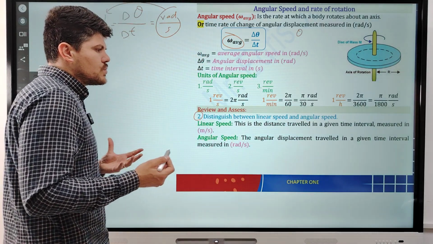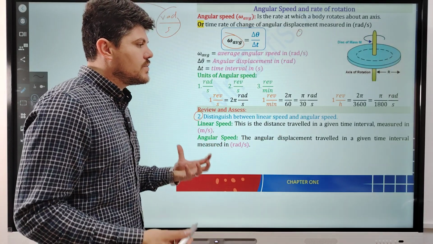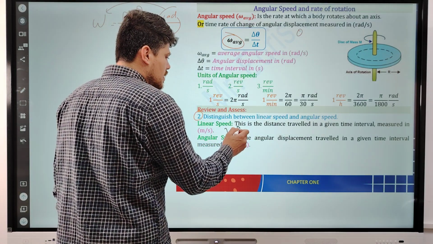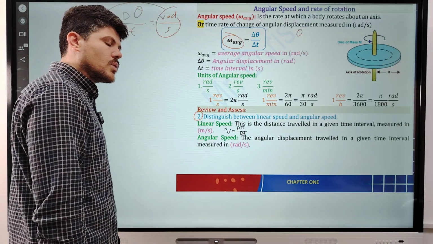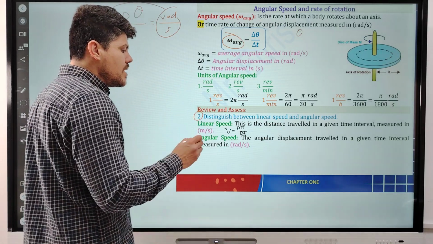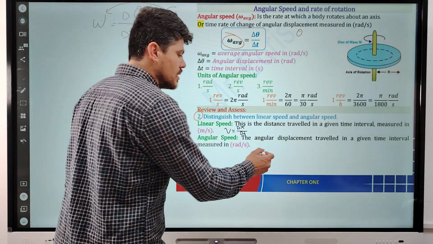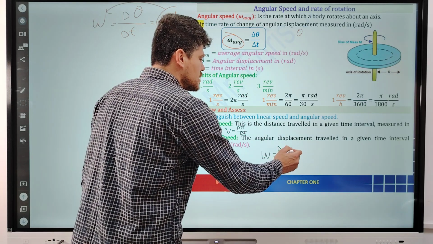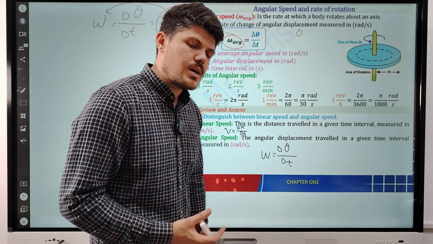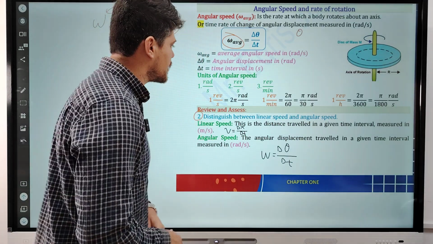What is the difference between linear speed and angular speed? The linear speed is the distance traveled in a given time interval, measured in meter per second. As you learned, v is equal to what? The time rate of the displacement, or displacement over time. This is linear speed, measured in what? Meter per second. The angular speed, what is angular speed? Angular speed is the angular displacement traveled in a given time interval, measured in rad per second. But linear speed is measured in meter per second. Okay?